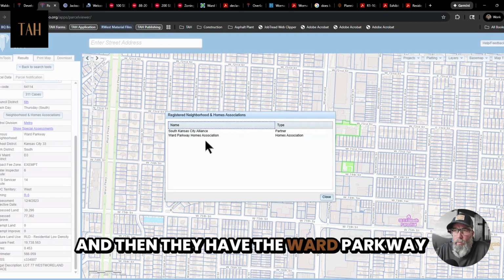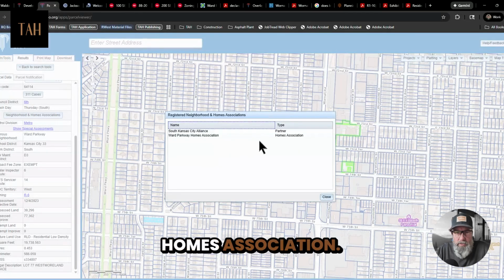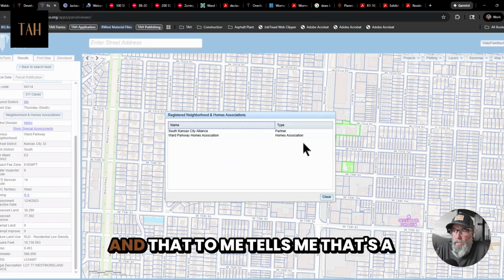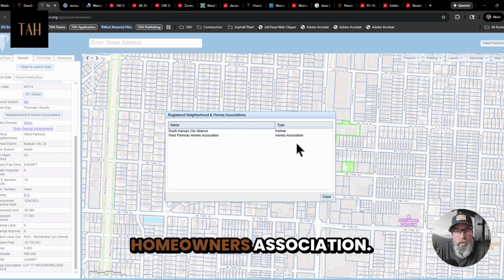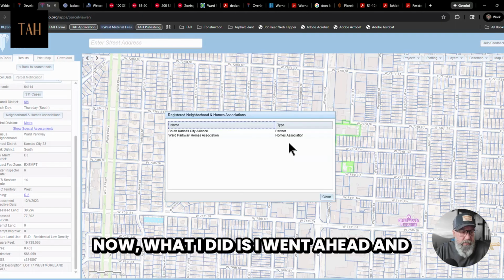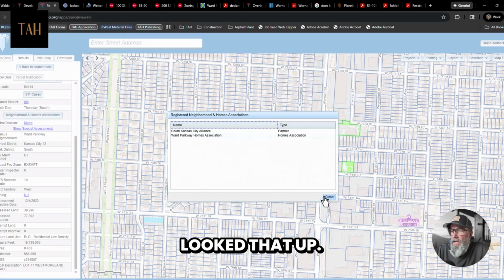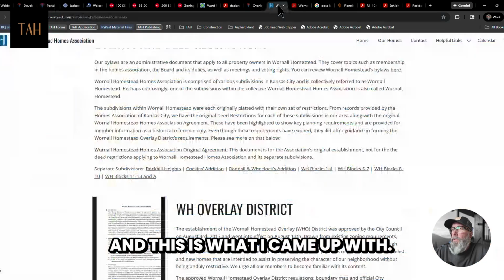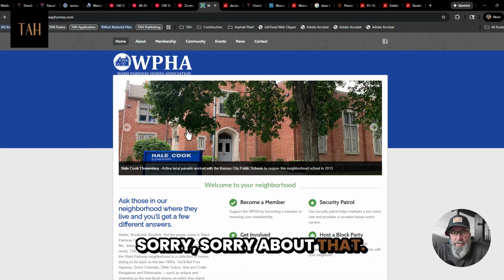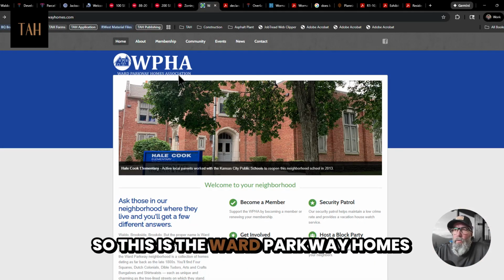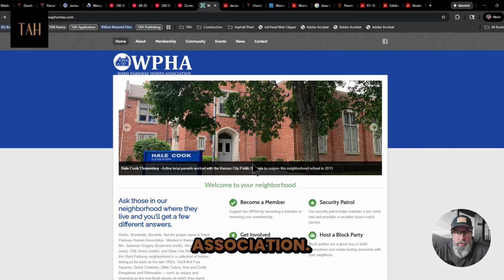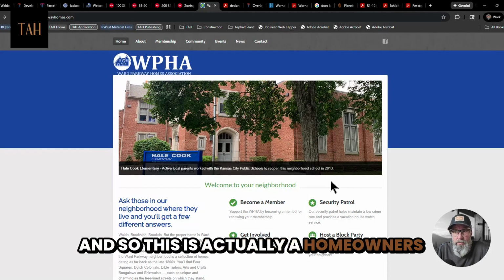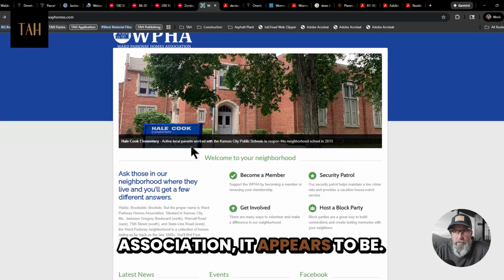And then they have the Ward Parkway Homes Association. And that to me tells me that's a homeowners association. Now, what I did is I went ahead and looked that up, and this is what I came up with. So this is the Ward Parkway Homes Association, and this is actually a homeowners association, it appears to be.